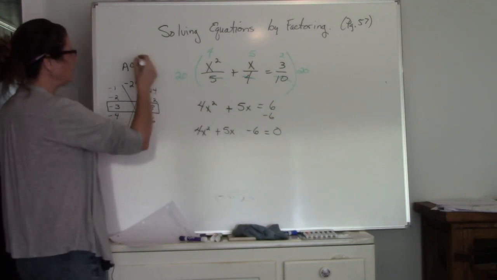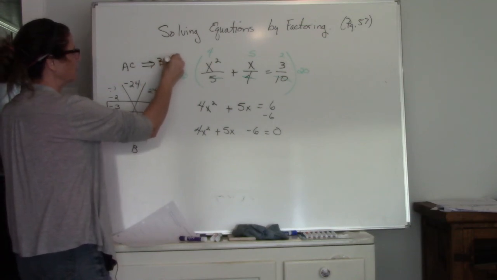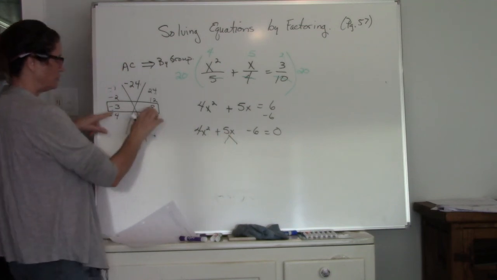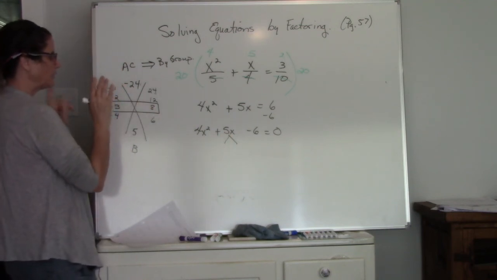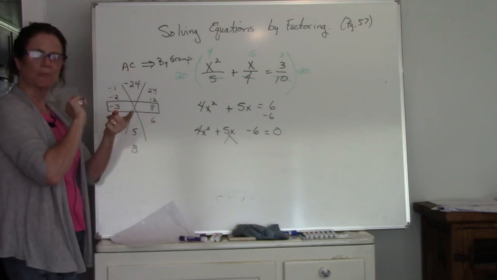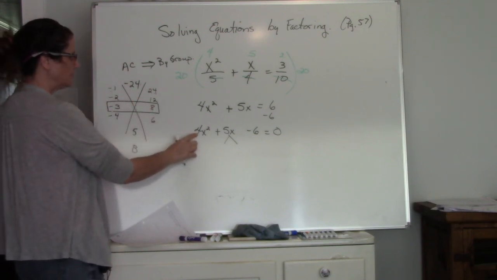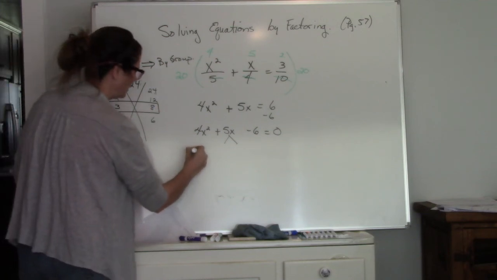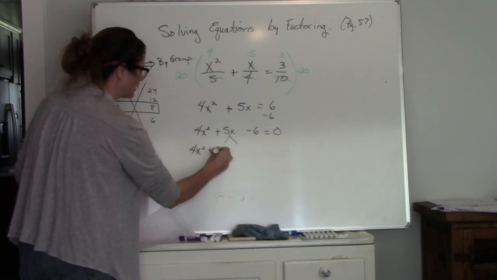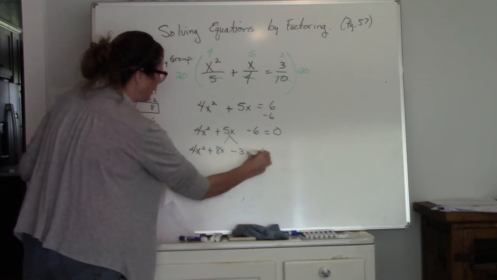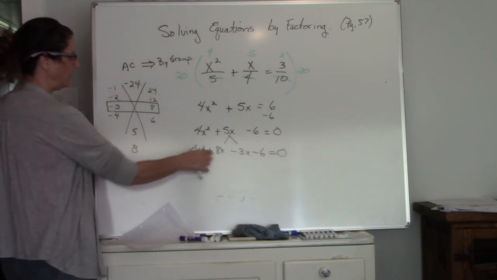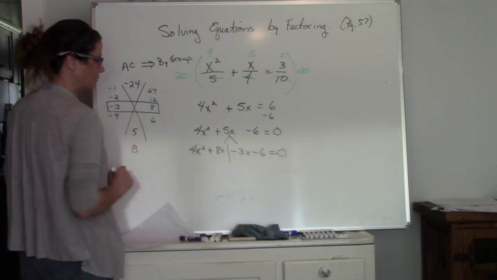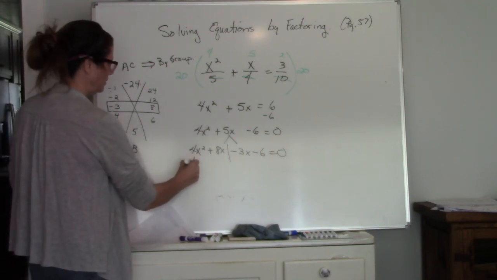Okay, so now the AC method turns it into factoring by grouping, which means I have to split this using these two terms. What's nice about these is I can flip-flop them. I can use them in any order I want. Well, since this has a 4 and 8 has a 4 in common, I'm going to rewrite it as 4x squared plus 8x minus 3x minus 6 equals 0. The 8 and the 4 have something in common. The 3 and the 6 have something in common. So now I'm going to split it, doing factoring by grouping.